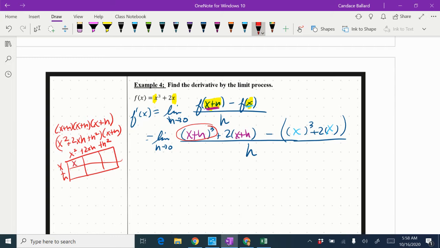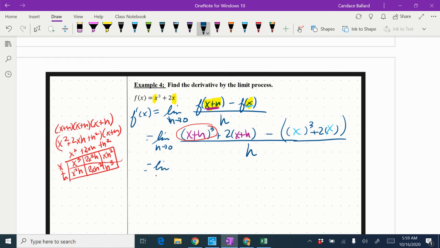So x times x squared is x cubed. X times 2xh would be 2x squared h. X times h squared is xh squared. H times x squared would be x squared h. H times 2x is 2xh squared, and h times h squared is h cubed. So I am going to write that in.